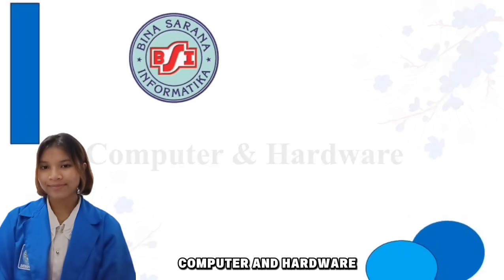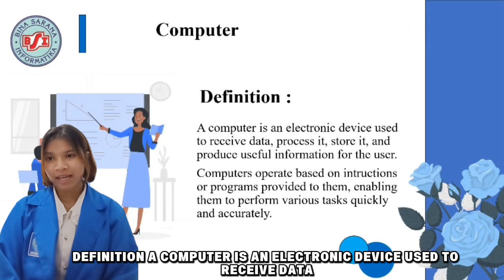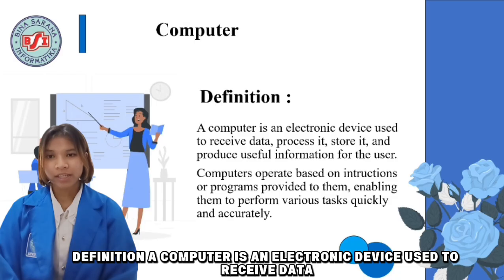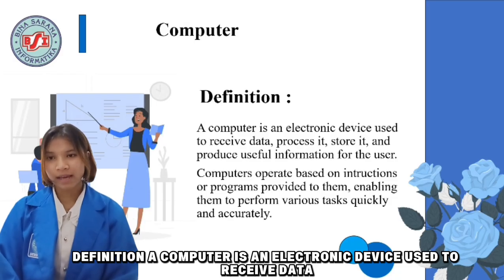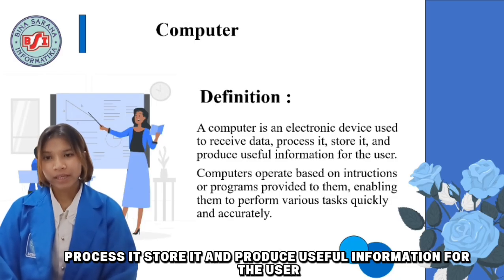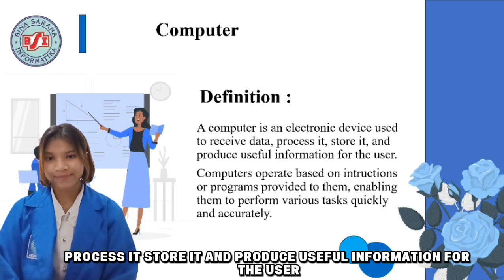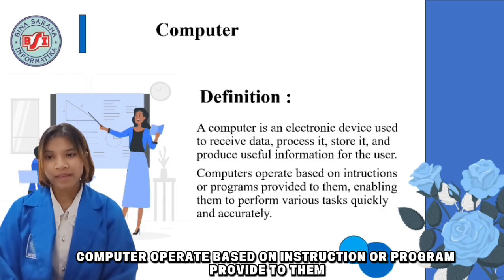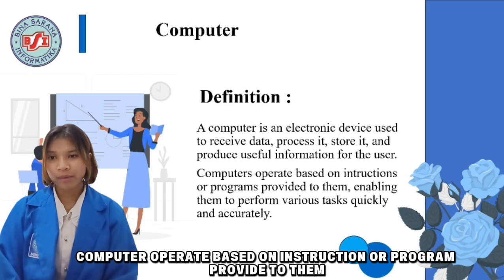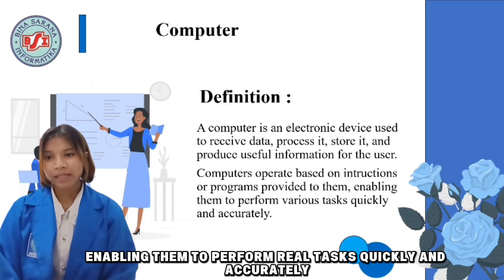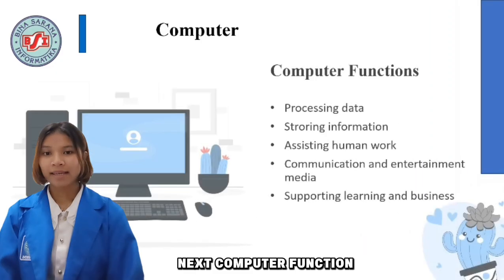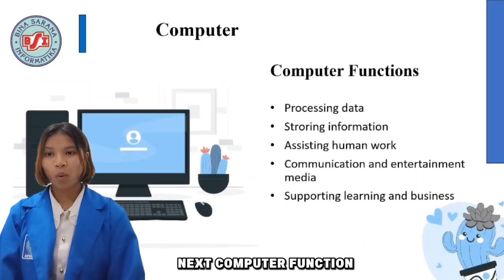Computer and hardware. Definition. A computer is an electronic device used to receive data, process it, store it, and produce useful information for the user. Computers operate based on instructions or programs provided to them, enabling them to perform various tasks quickly and accurately. Next, computer function.